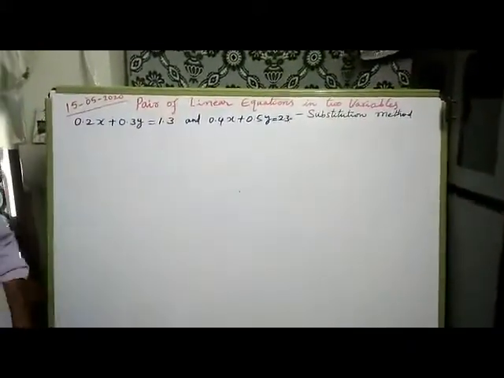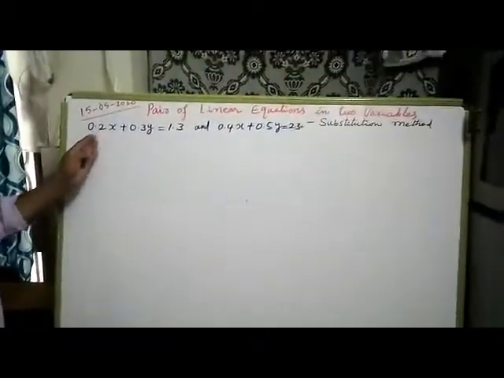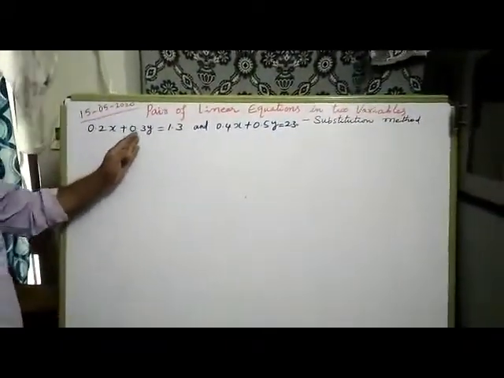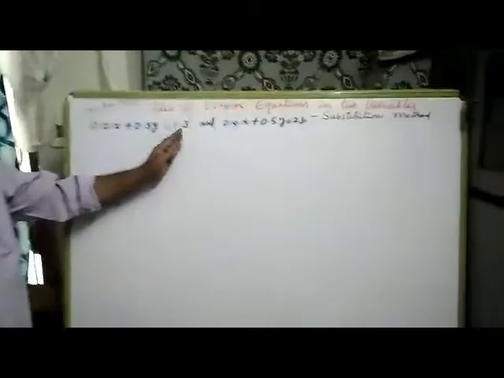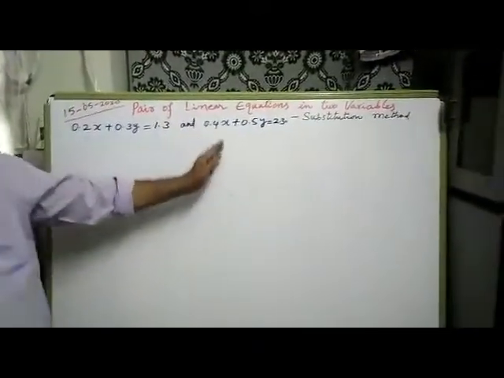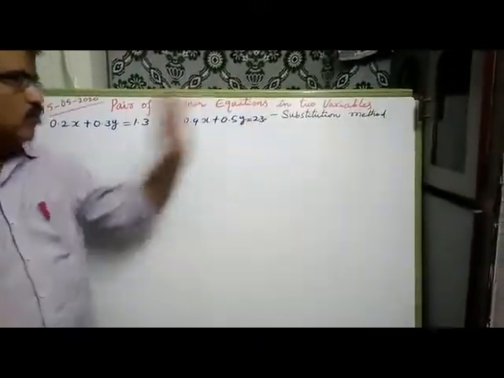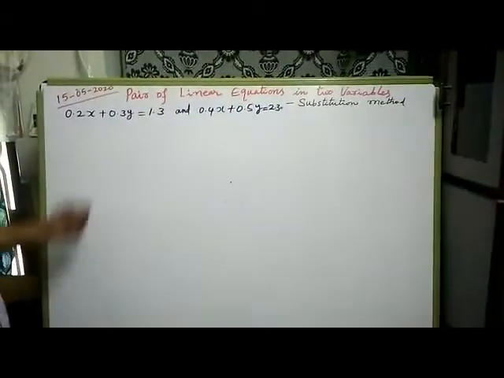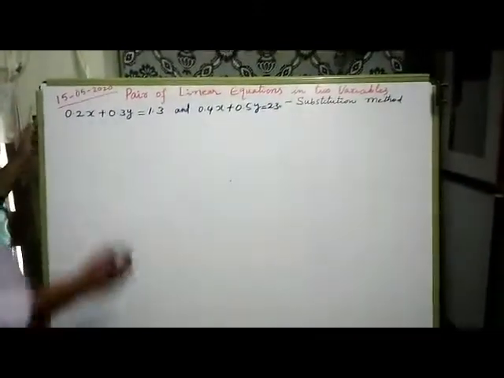Here is a pair of linear equations in two variables: 0.2x plus 0.3y is equal to 1.3 and 0.4x plus 0.5y is equal to 2.3. You can solve it like this, otherwise you can change it in another way.